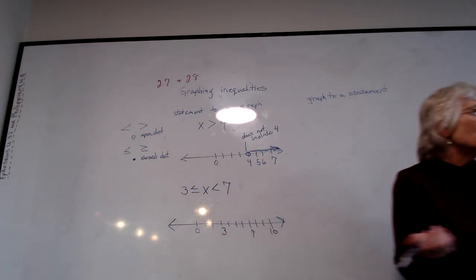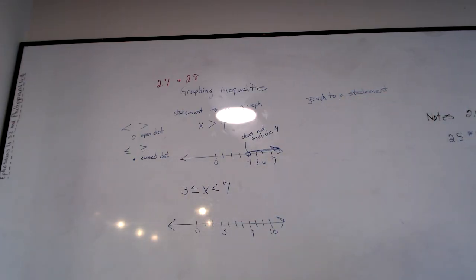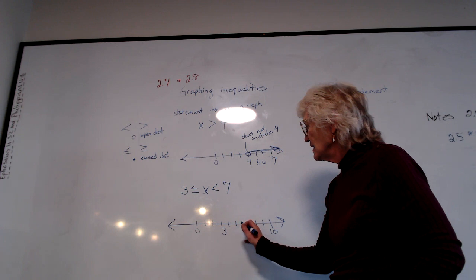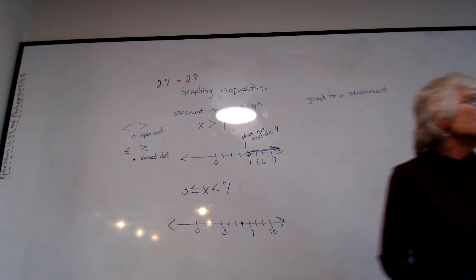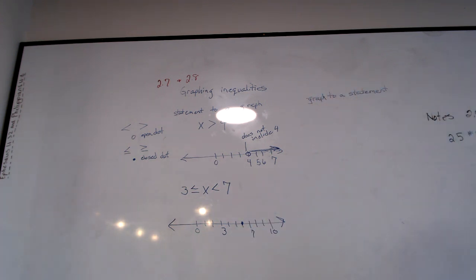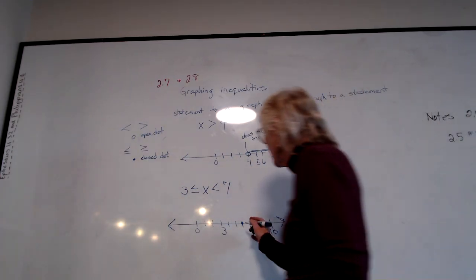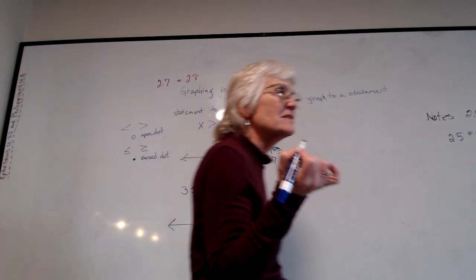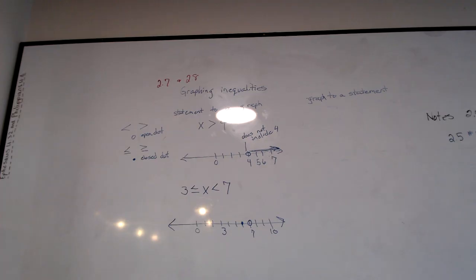Somebody give me an example. What would be a number that's greater than or equal to 3, but less than 7? Yes? 6. 6 works. Can I use 7? No. Why not? Because it has to be less than 7. We can't use 7. So we're going to put the open dot, because it does not include 7.